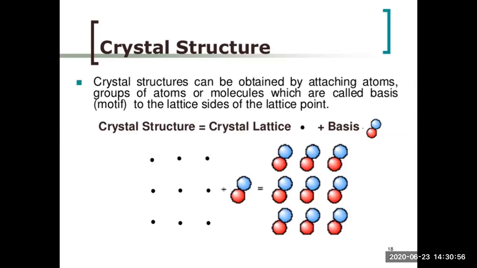Next is crystal structure. Crystal structures can be obtained by attaching atoms, groups of atoms or molecules, which are called bases or motifs, to the lattice sites of the lattice points. The crystal structure is equal to the crystal lattice plus the basis.